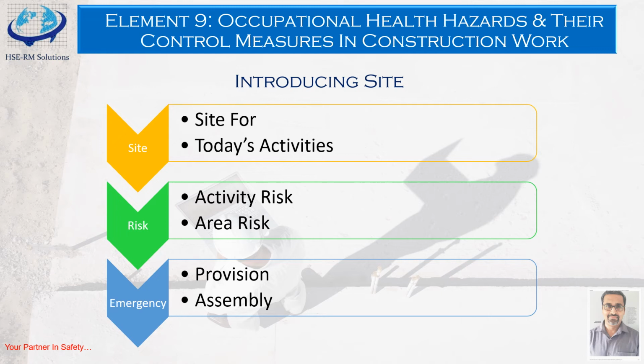Now once you have defined the activities, areas and risk associated with it, you finally have to conclude your session by speaking about the emergency provisions available. You need to tell them that in case of what type of emergencies, because based on the activities, emergencies can happen, and when an emergency happens, this is how we are going to address it, the assembly point is going to be at this place, and you have to report it to whom. So this is how you primarily introduce a site.